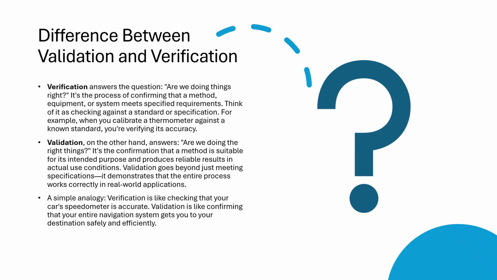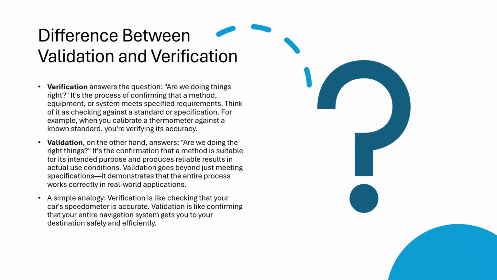Verification answers the question, are we doing things right? It's the process of confirming that a method, equipment, or system meets specified requirements. Think of it as checking against a standard or specification. For example, when you calibrate a thermometer against a known standard, you're verifying its accuracy.